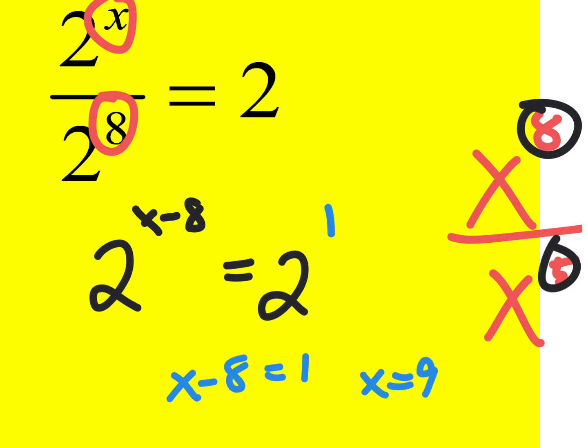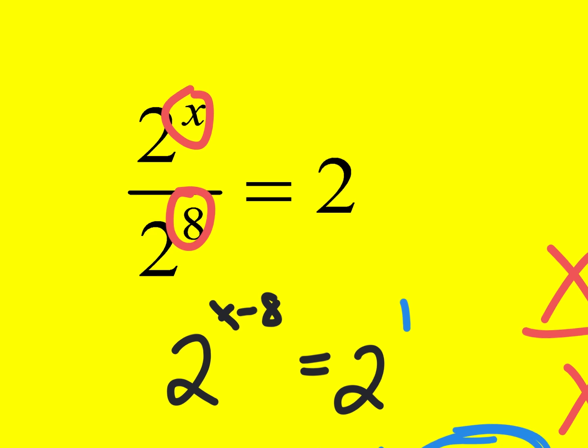Now, if you're like, I don't feel like that's right, well, then check it. I think it's 9. Go stick a 9 here, see if it works. 2 to the 9th over 2 to the 8th. Yeah, that would work, because that'd be 2 to the 1, which is 2. It worked. See, I can check it and make sure. All right.